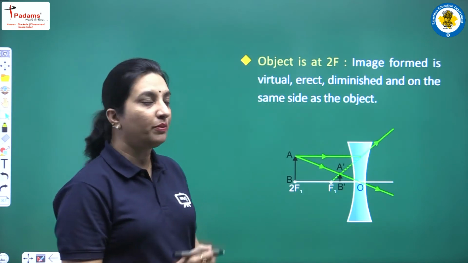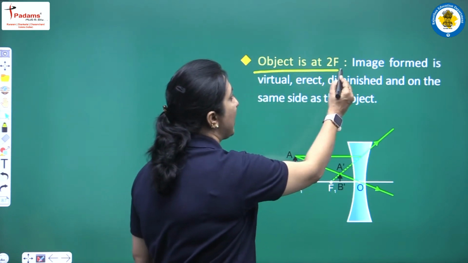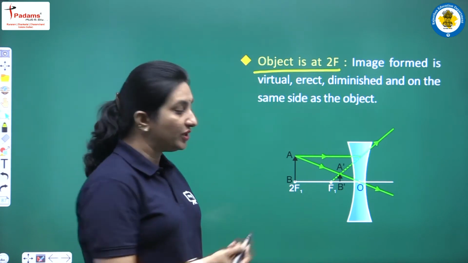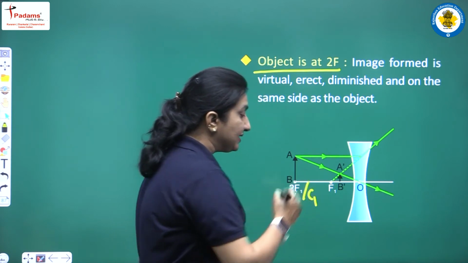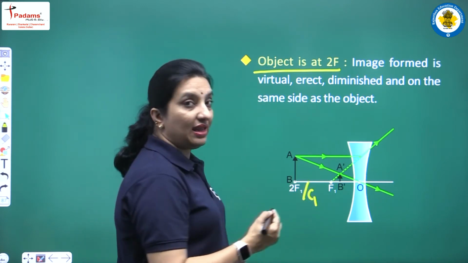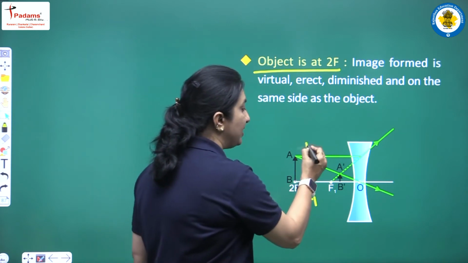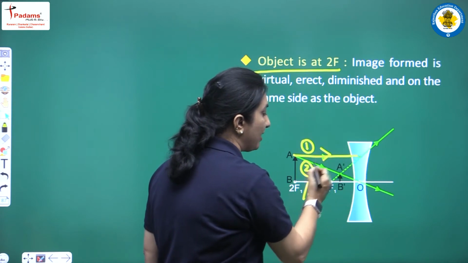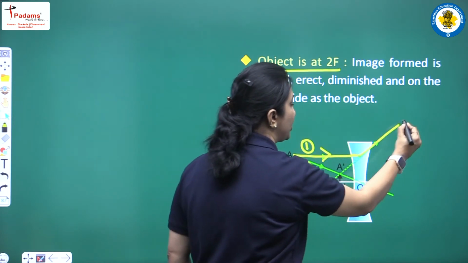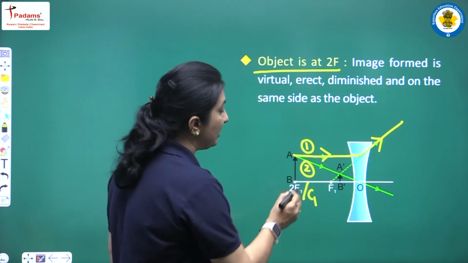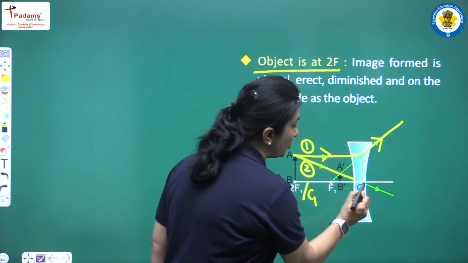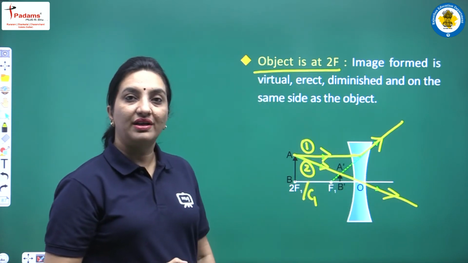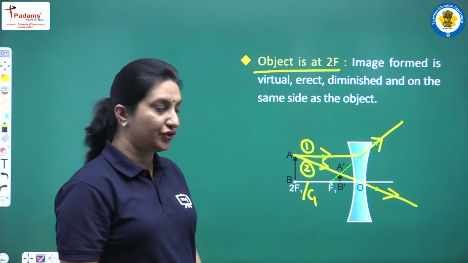Now we will take one more position, that is when the object is at 2f. Now students, when the object is placed at 2f1, which can be said as C1, then again we will see the image formation, and we will take two rays of light. The first ray of light which is incident parallel to the principal axis after refraction through the lens moves in this direction, and the ray of light which is incident towards the optical center goes undeviated after refraction, that is it moves in a straight line.